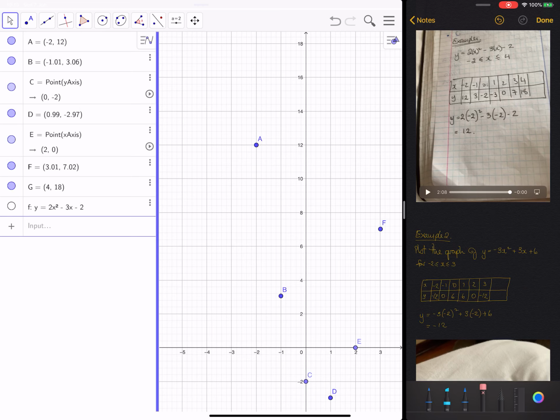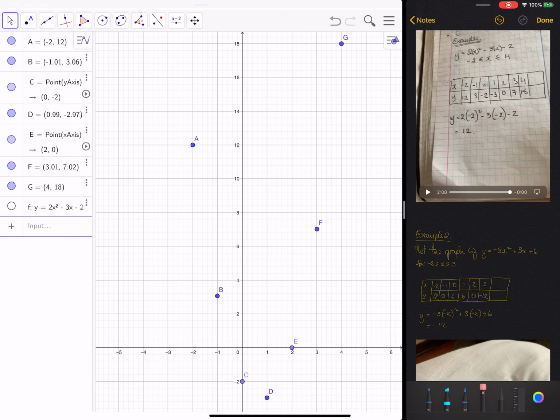And if I can just move this over a little bit, you can see 4, 18. And then once you've got all your points plotted, then you have to draw a smooth curve passing through all of your points. Lovely. Okay? And we can see that this is a smooth quadratic parabola. It's shaping up that way because the coefficient of x squared was positive.